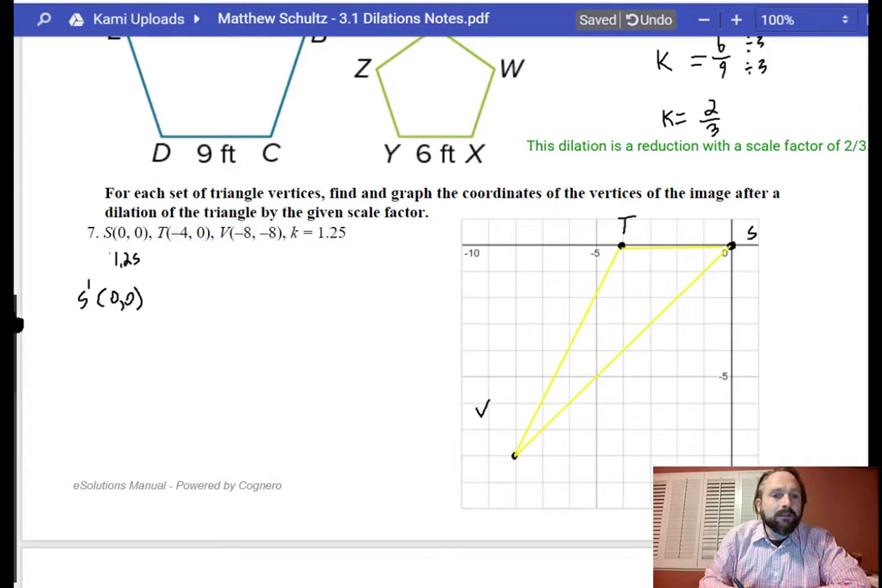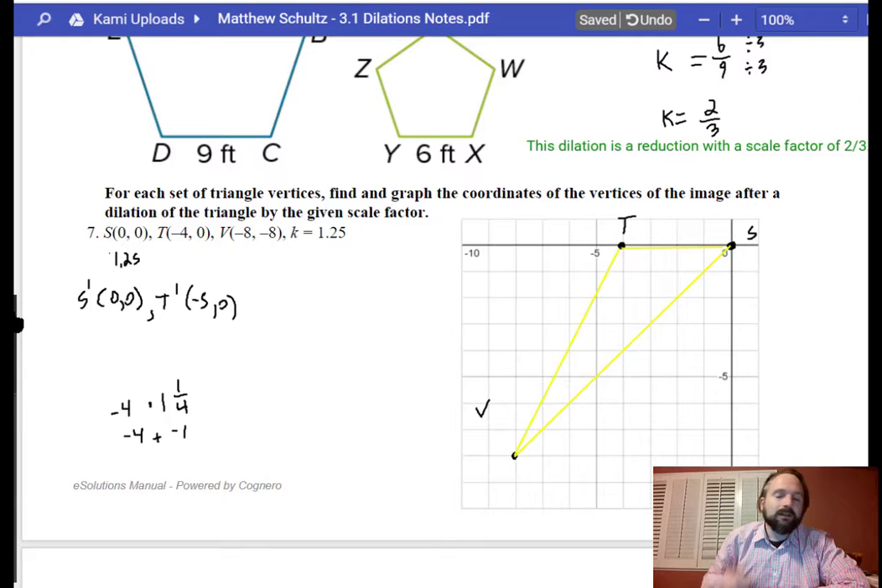Okay, fine. Now, when we times 1.25, that's the same thing as timesing 1, and then dividing by 4, and then adding that. Well, let's see what I mean. 1/4 of -4 is -1. If I add those together, I'll get -5. So T prime is going to be -5, comma, 1.25 times 0 is 0.